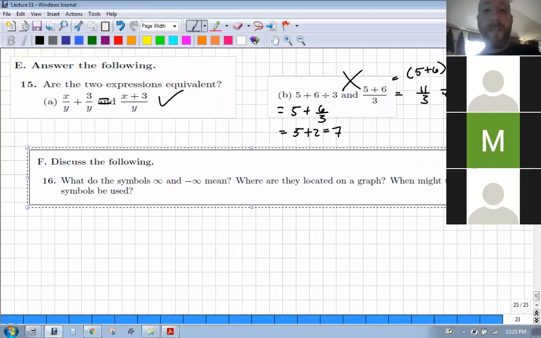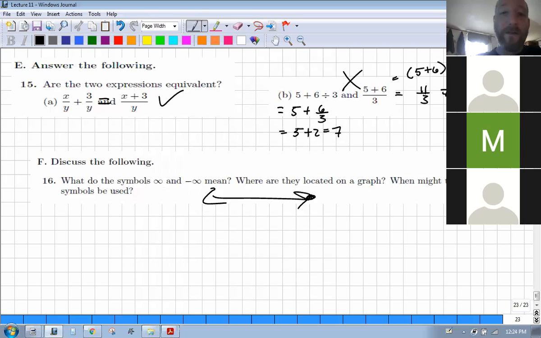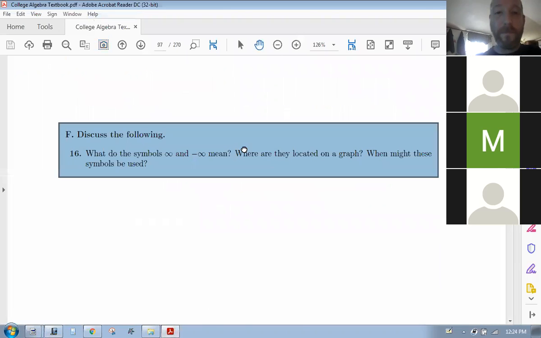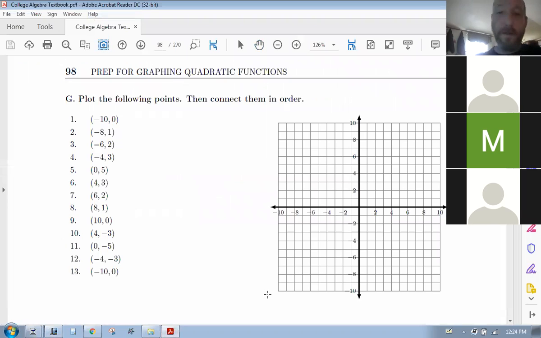What do the symbols infinity and negative infinity mean? Where are they located on a graph? Right here and right here. This is 0, right? So when might they be used? In calculus, or if you're talking about directions, or dividing by 0.